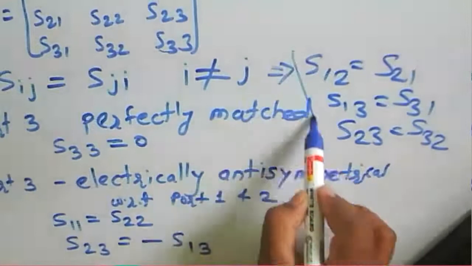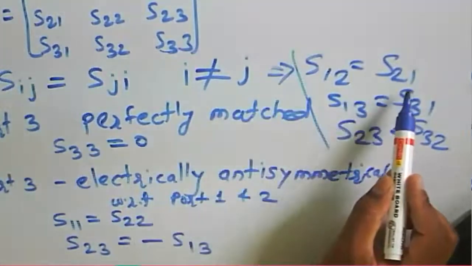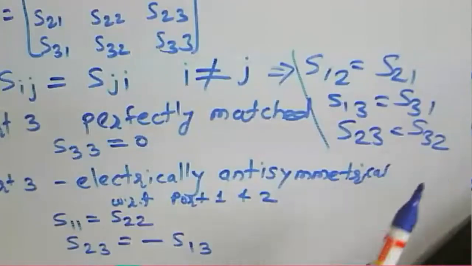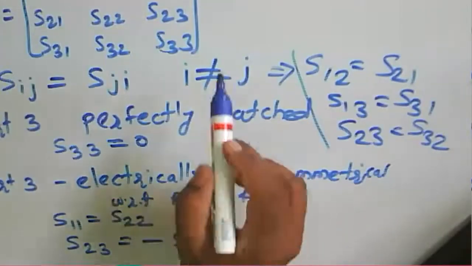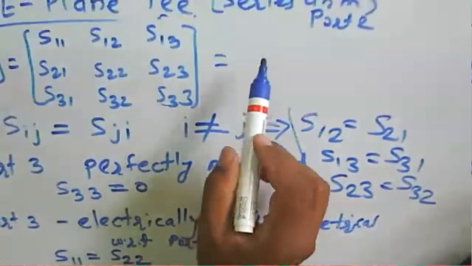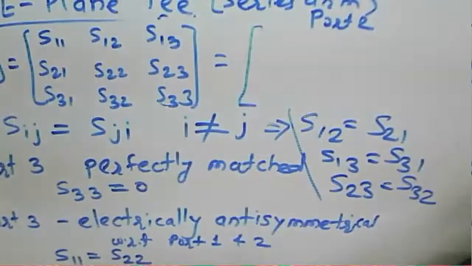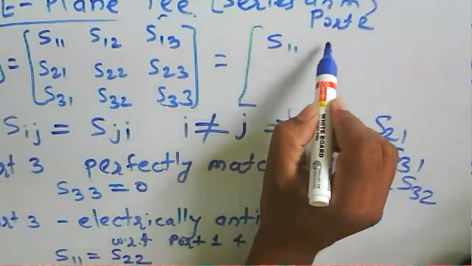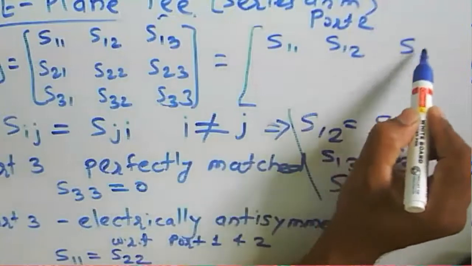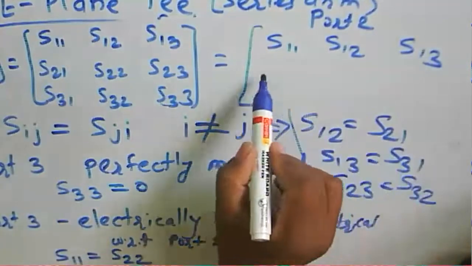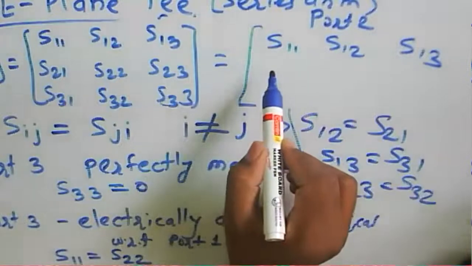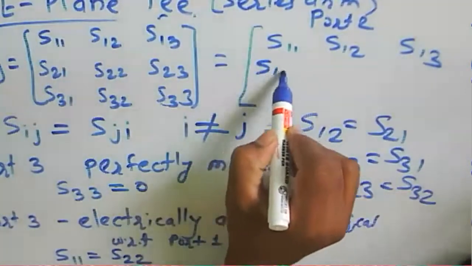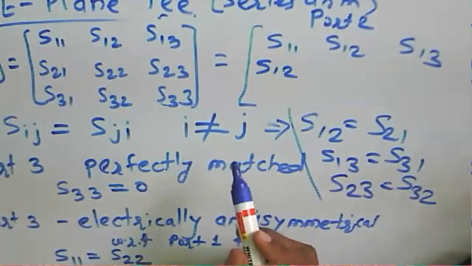From the symmetrical property, S12 is equal to S21, S13 is equal to S31, S23 is equal to S32. Okay, that is through the symmetrical property. Then we will rewrite here the S matrix parameter. So this one is what? S11, S12, S13. Now this term S21, okay, S21 is equal to S12.